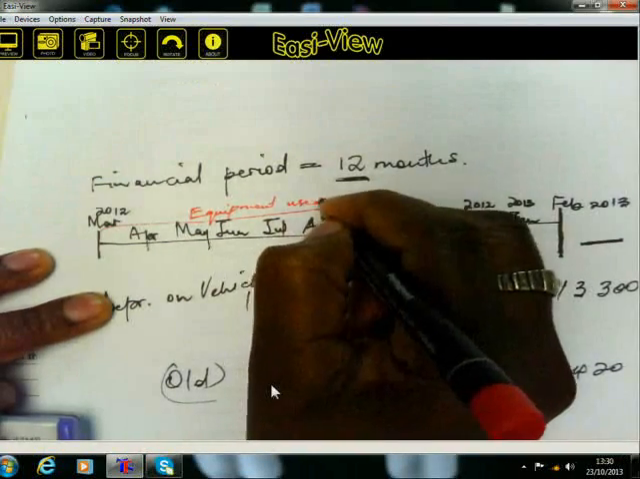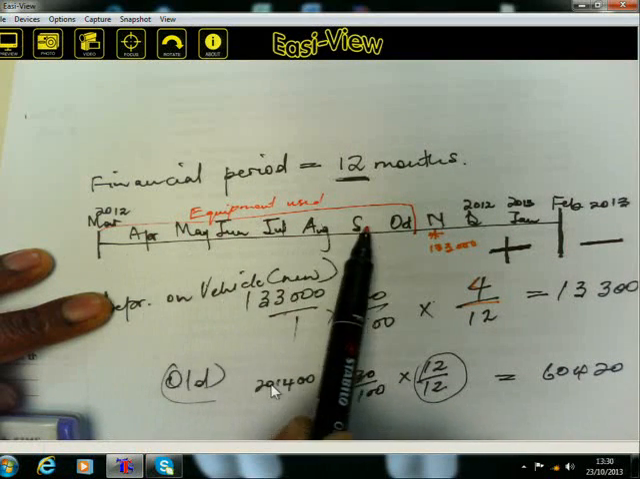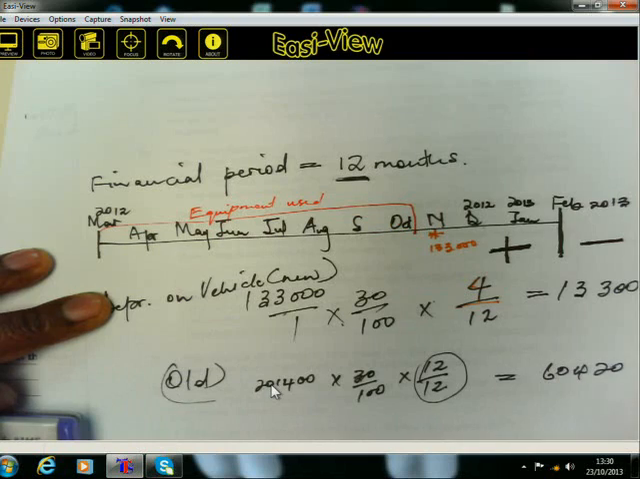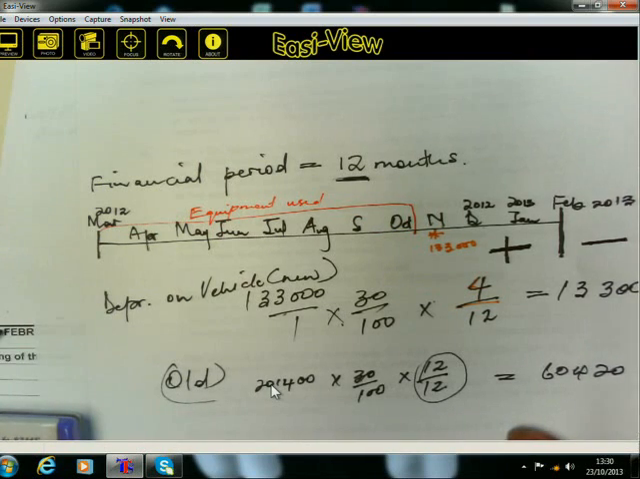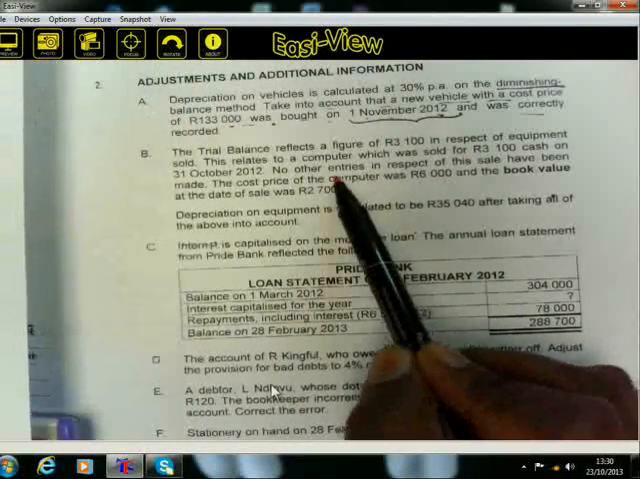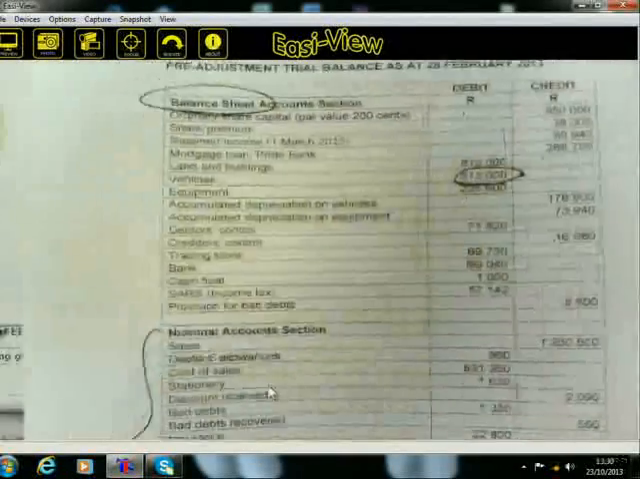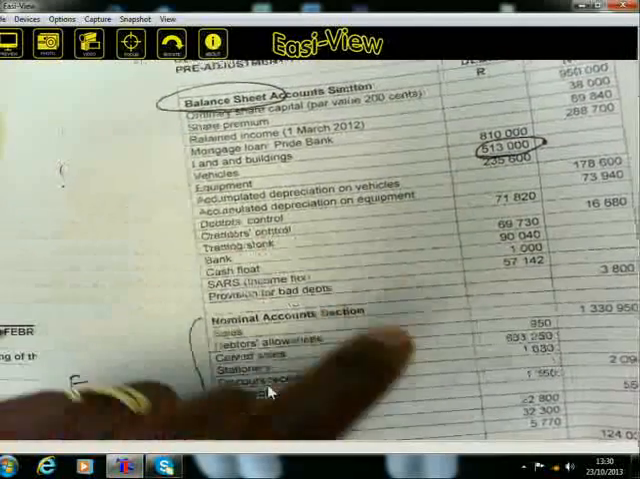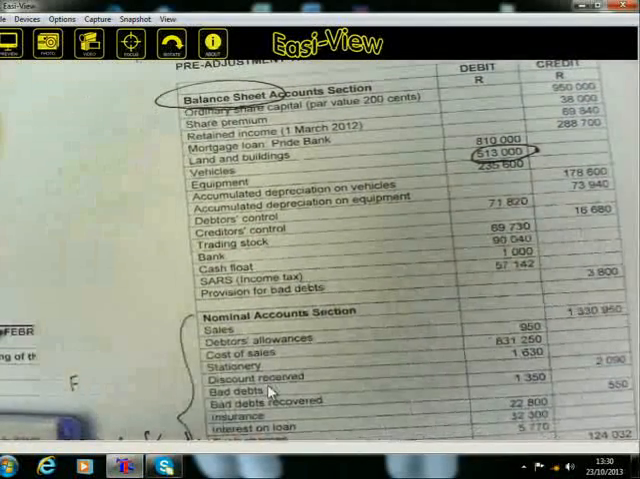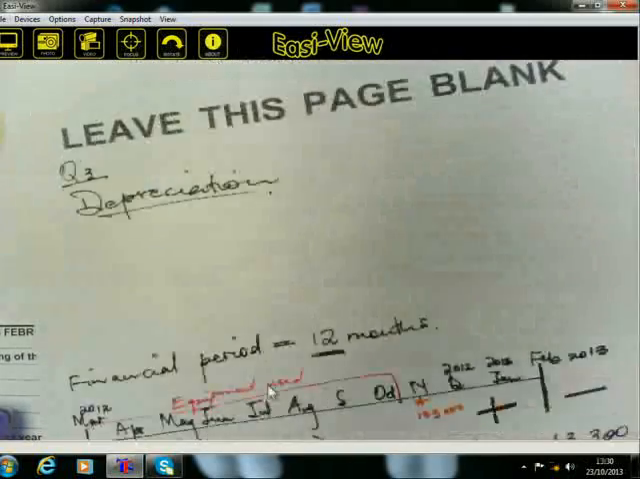So for how many months have we used it? 1, 2, 3, 4, 5, 6, 7, 8. If we are supposed to calculate the depreciation, then we know that we have to calculate it for 8 months out of the whole 12 months. No other entries in respect of this sale have been made. That means with the information that you are provided in the income statement, the adjustment was not taken into account. Now we have to take everything into account.